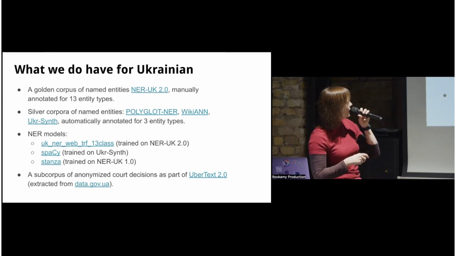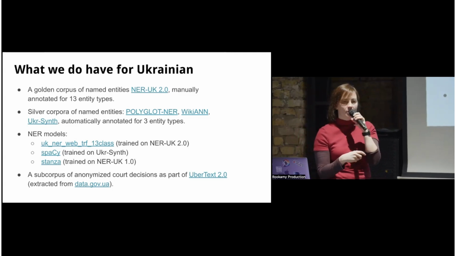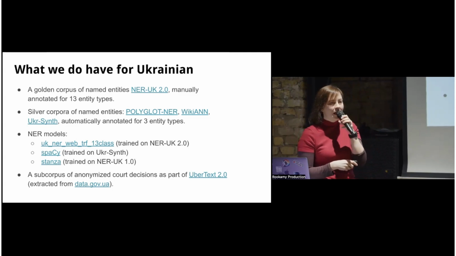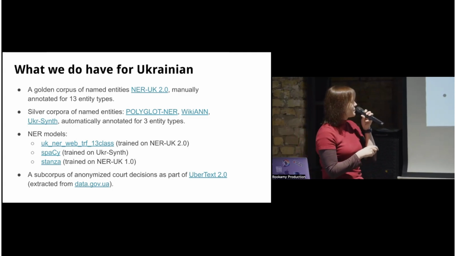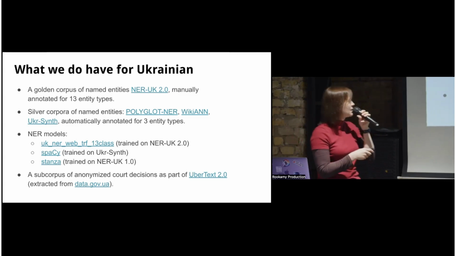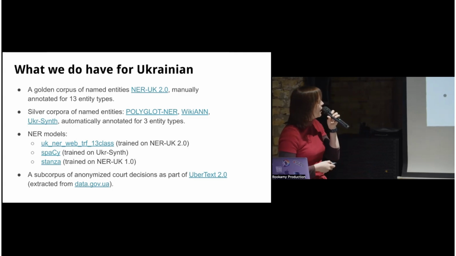So the first one here is trained already on the latest corpus, NER UK. It's published in Hugging Face. It's an open model. You can use it for all of these 13 classes. There's a spaCy model trained on this automated silver corpus, UKR synth, and there's a Stanza model trained on the first version of NER UK. So Ukrainian NER systems are already in popular libraries, and there's a Hugging Face transformer-based model. This is a fine-tuned RoBERTa that you can use.